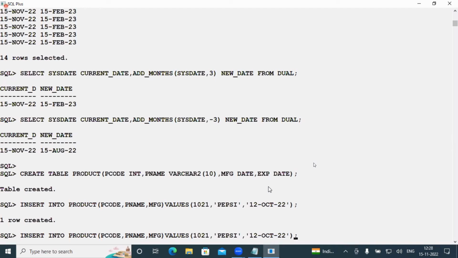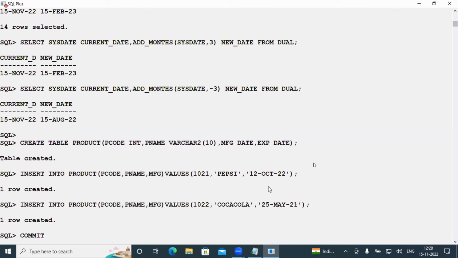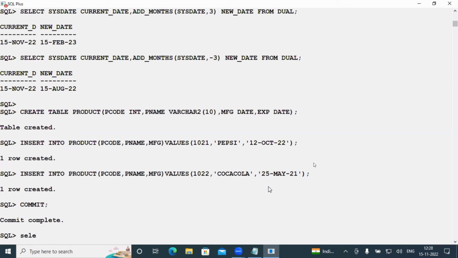Let's see another product. 22, the product name is Coca-Cola. For example, I'm taking 25 dash May 2021. Just for your idea purpose, I'm giving this. Then I just commit to permanently save this and come back to your table.